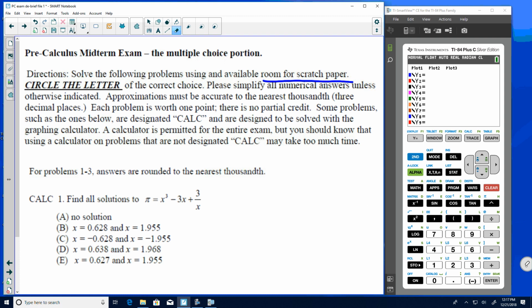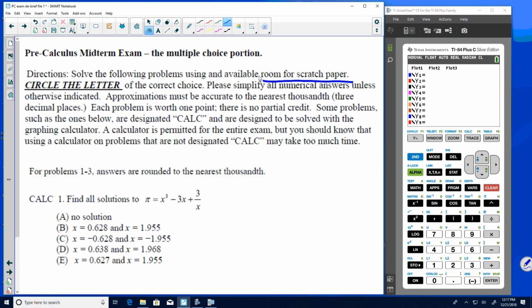The directions here say circle the letter, bold, italicized, underlined. So if this is our solution, we would circle A. Circle the letter of the correct choice. Simplify all numerical answers unless otherwise indicated. Approximations must be accurate to the nearest thousandth. 1 point, no partial credit.